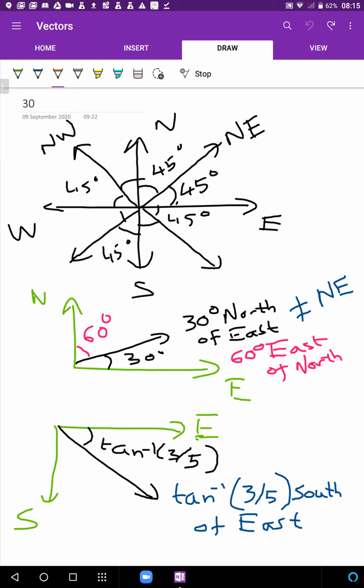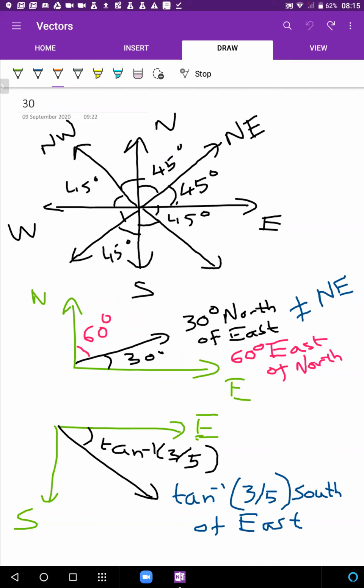Another way of describing the exact same direction, north से 60 degrees बनाता है, north से तुम right की तरफ turn करते हो, east की तरफ turn करते हो. So this is 60 degrees east of north, because you've turned towards the east through an angle 60 degrees. You know? And similarly, the direction which we just saw, we can refer to that as tan inverse 3 by 5 south of east.